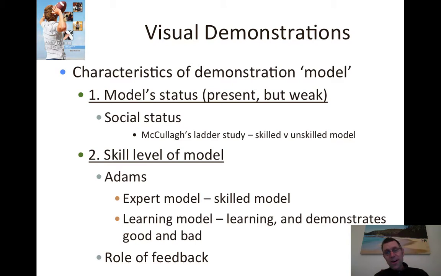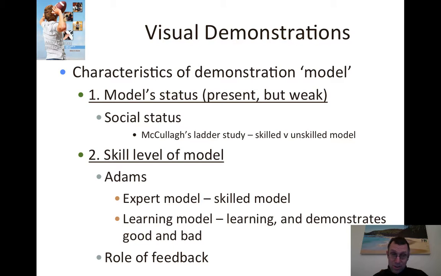The text mentions McCullough's ladder study. Basically, subjects were given a visual demonstration by an individual on how to do some intricate, complicated ladder task. One group was told that the person giving the demonstration was an expert, really good at this, the best. The other group was given the exact same video with the exact same model, but were told that the model wasn't really that good.